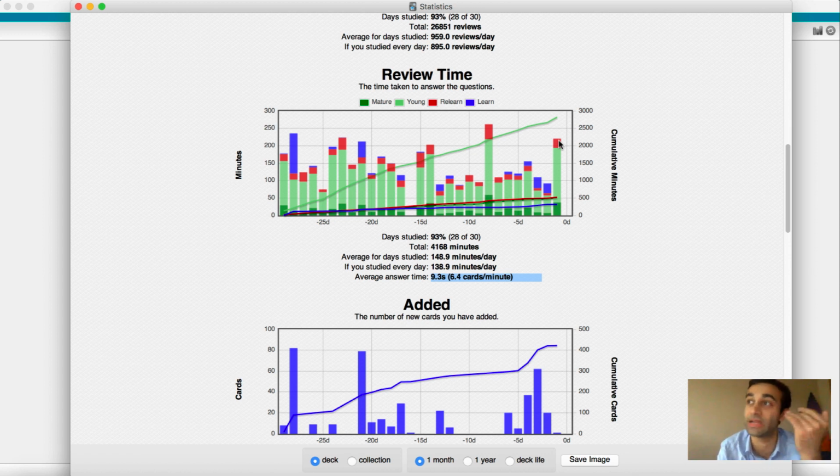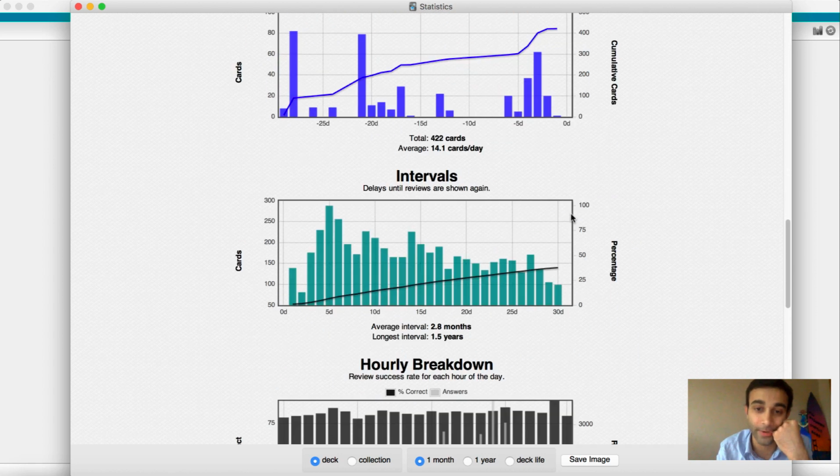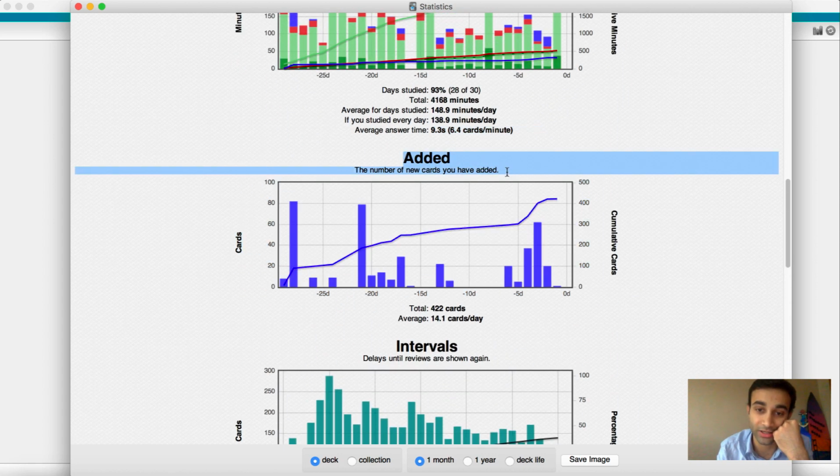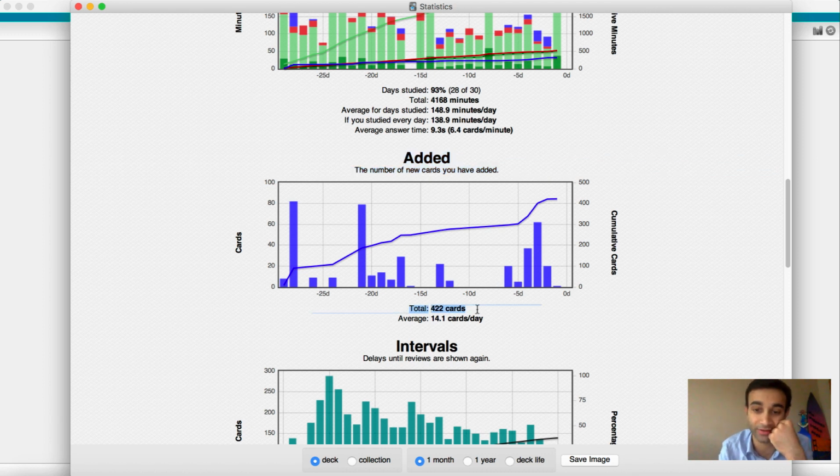Of course, there's going to be times when I forget cards and I need to relearn them. So that's that. This is just the number of cards I've added. Sometimes, so in this case, I added 422 cards over the last 30 days, and that's about 14.1 cards per day. Sometimes this is not exactly accurate for me because I don't always create cards. Sometimes I take cards from another deck and I add it into this deck, and that's not technically adding a card because you didn't create it, you just transferred it.